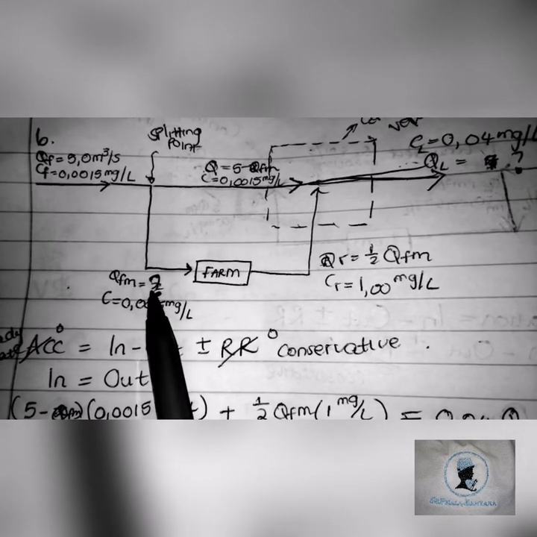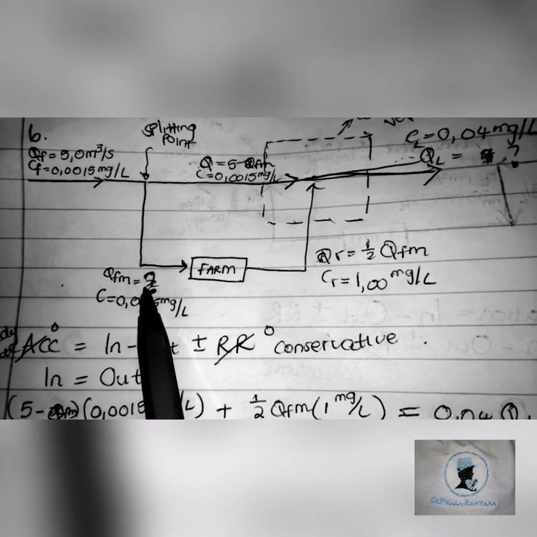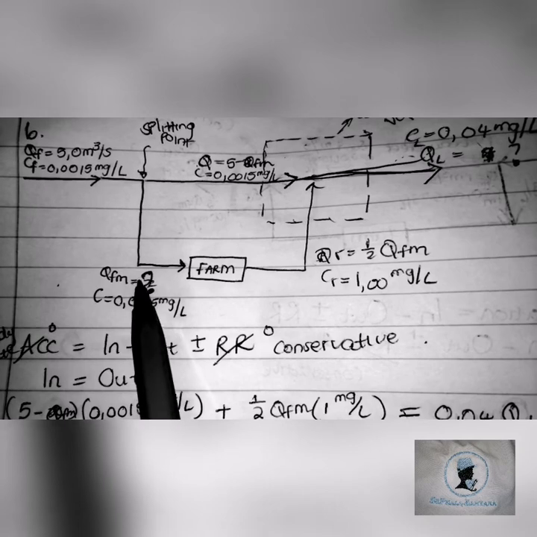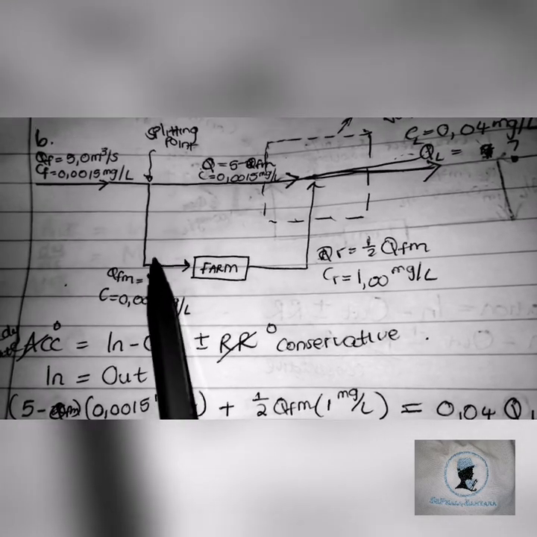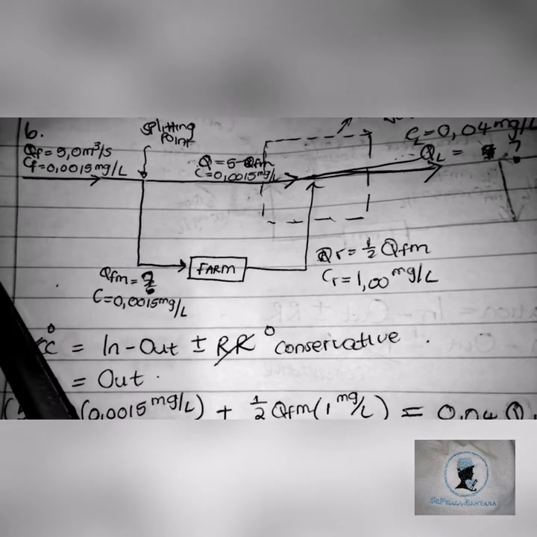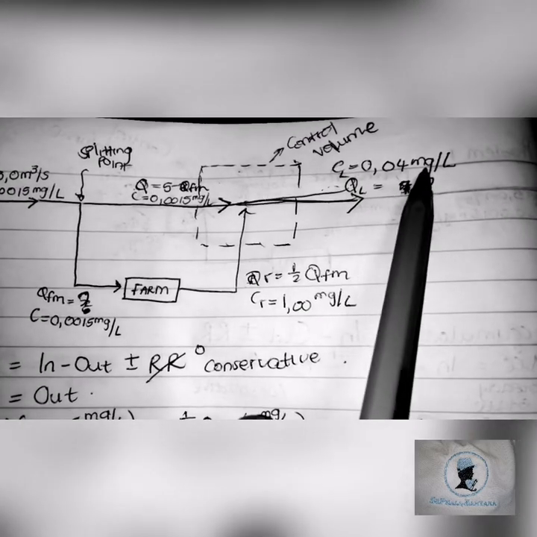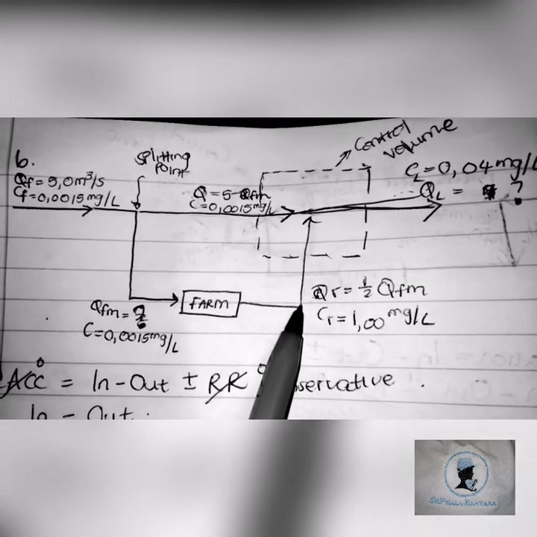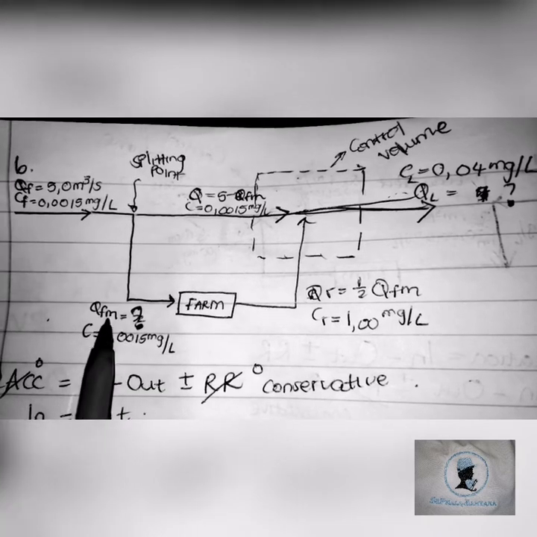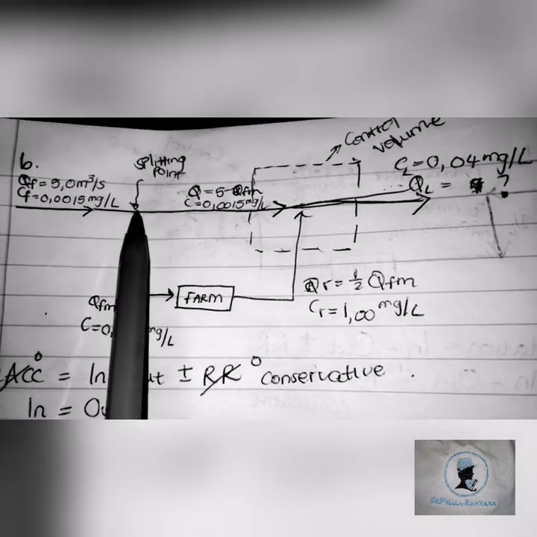So now we do not know the amount of Q, which is QFM, that the farmer is going to withdraw, because that's the one that we're going to be calculating. But we know that our final concentration should be 0.04, and we do not know the flow rate at the end, and we do not know the flow rate that the farmer would withdraw. But we do know the flow rate of the material after this disturbance has occurred.